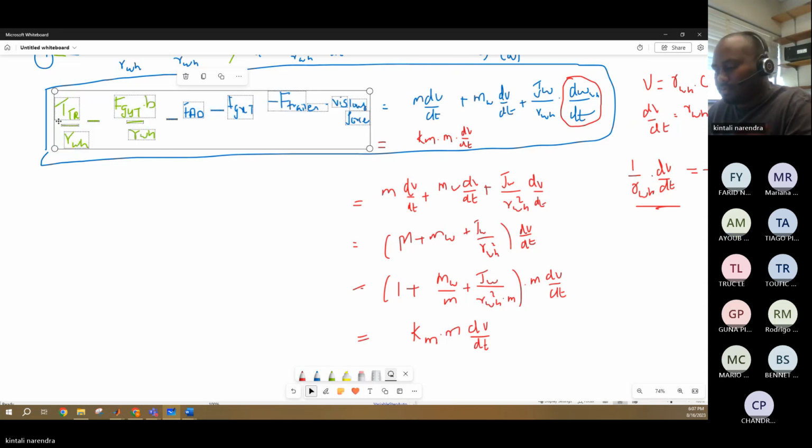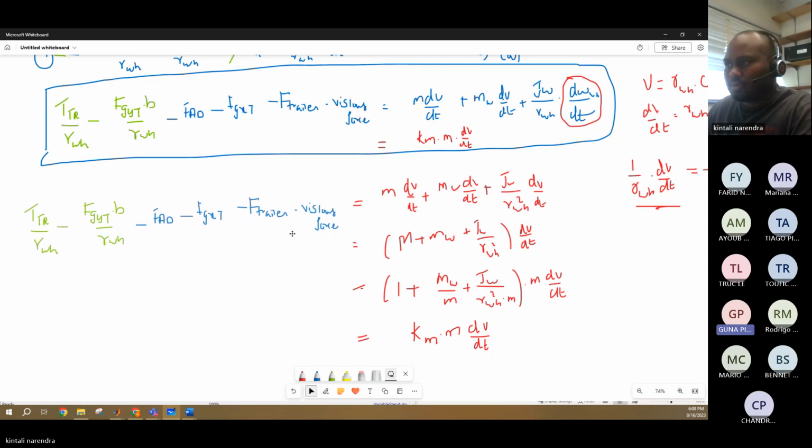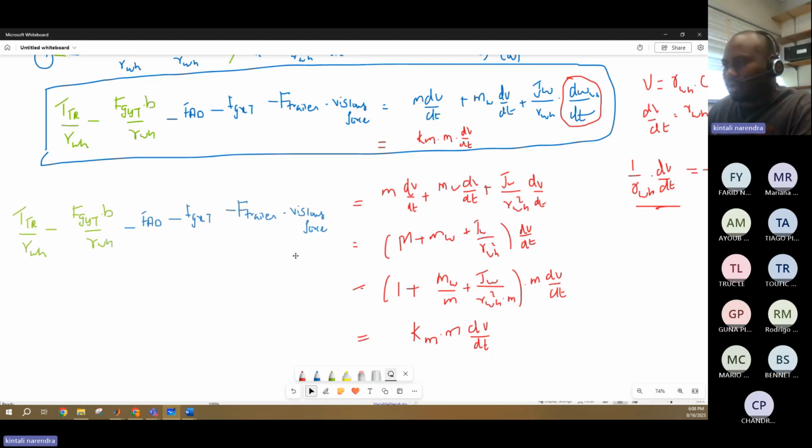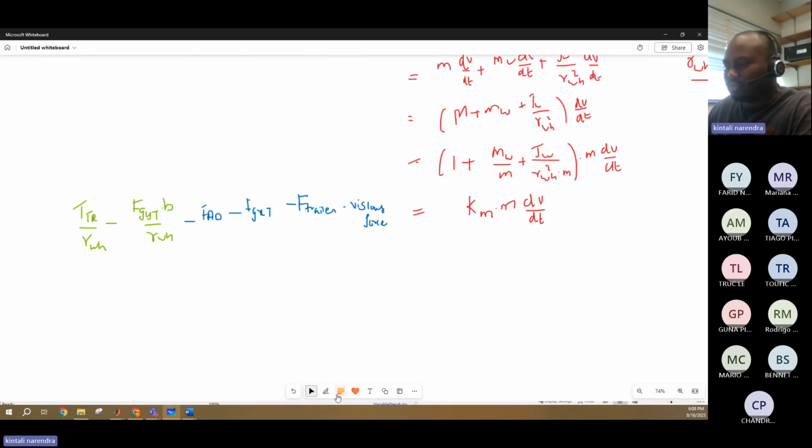Acceleration. Sorry, that's a force, right? m into dv by dt, where dv by dt is the change in velocity. Okay, see here, this is the equation. Now they took this term to the other side. If you take this term to the other side, 1 by m into m, and this will go away.